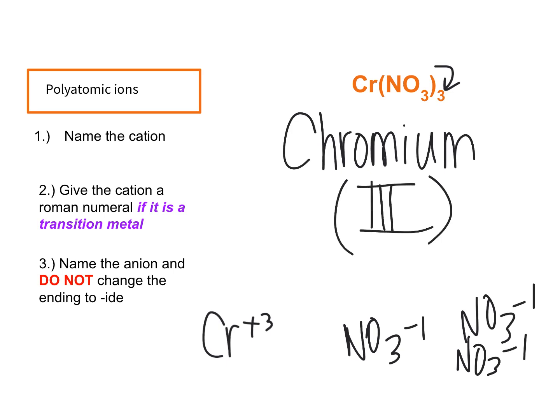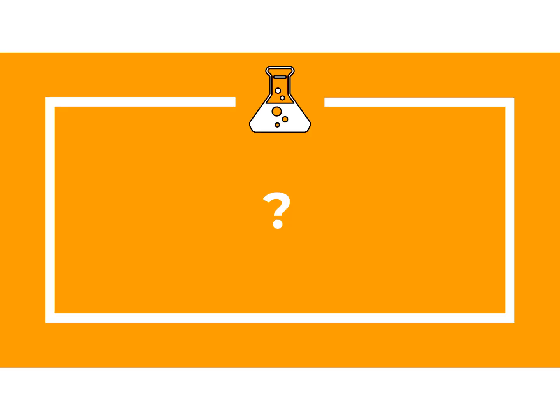My Roman numeral is a 3. Nitrate is my anion, and I don't change the ending because it's a polyatomic. And that is all we got.